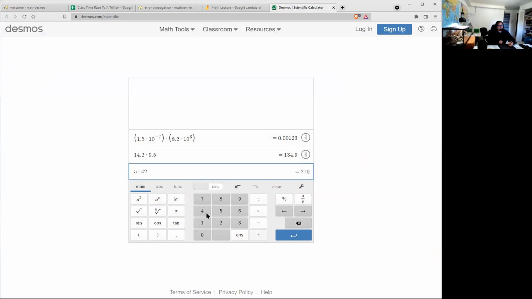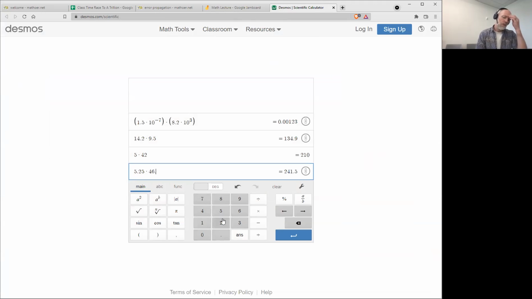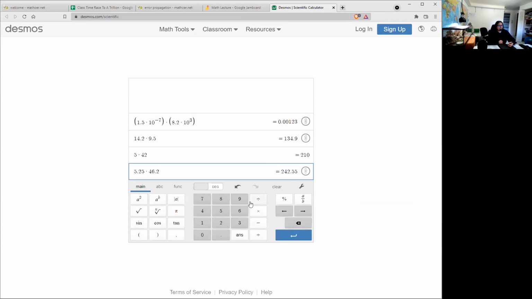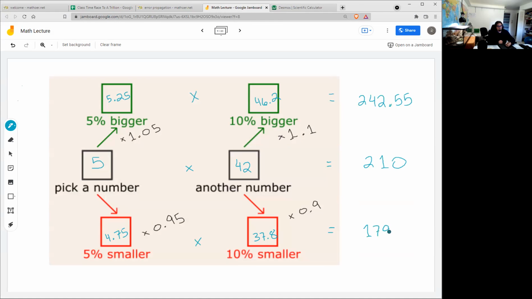Okay, so 5.25 times 46.2 gives me 242.55. And 4.75 times 37.8 gives me 179.55. So we can see either as a change or as a percent change, if you wanted to find that, how much we are off the true answer by having our numbers uncertain. Make sense so far?